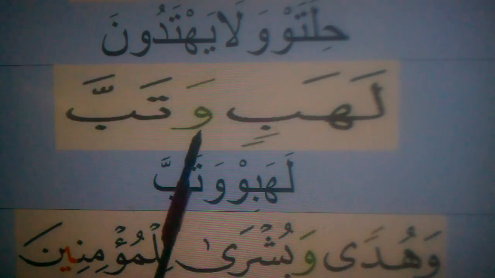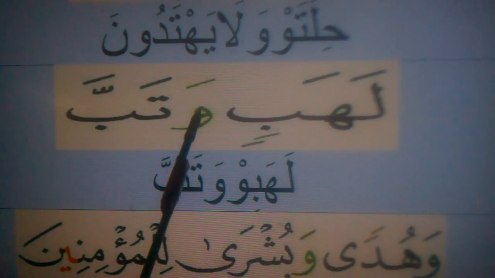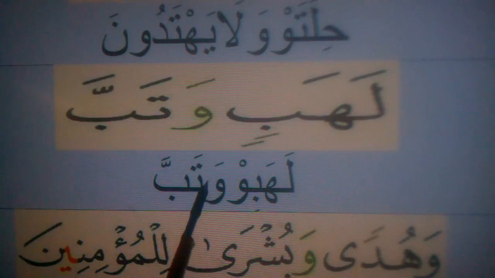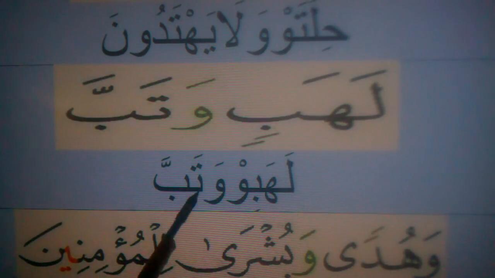لها بن وتب. We will not say laha bin. We will say laha bin watab. Not bin, bin is the right way. Keep in mind the waw will turn into two. Bin watab, laha bin watab. So keep in mind this color that you see here. This is the word from the Quran, and this color is just to make your life easy.